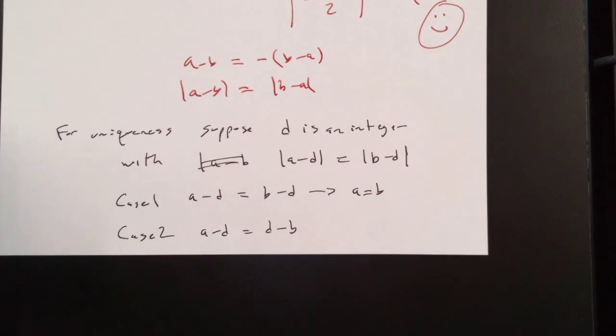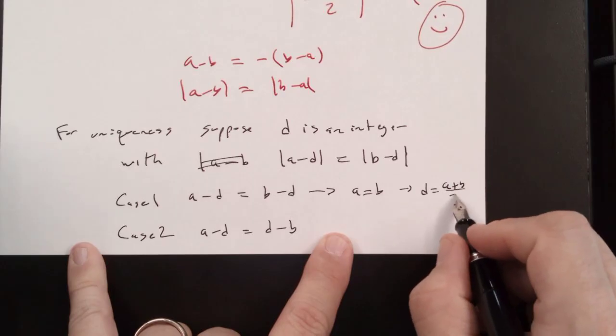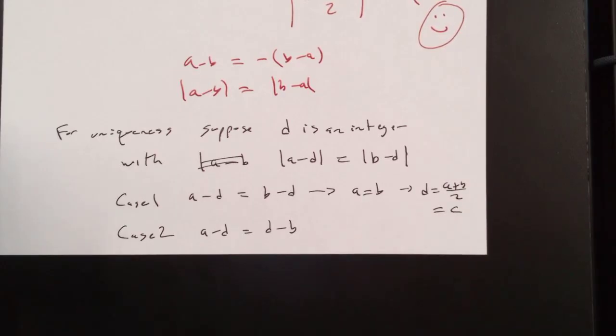Hey, wait a minute. If I have two numbers and they're equal, and I take the number in between them, what do I get? So that would mean that A and B and C are all the same. So isn't D the same as C? It's the number in the middle. It's the same thing.